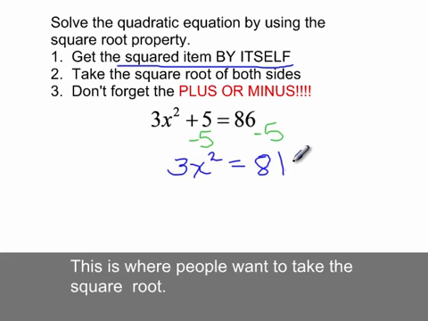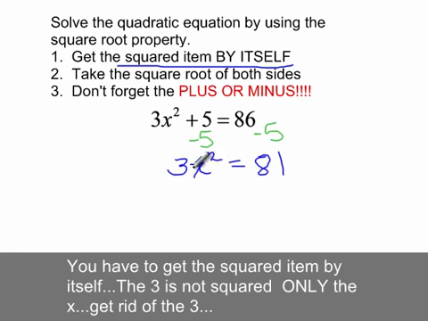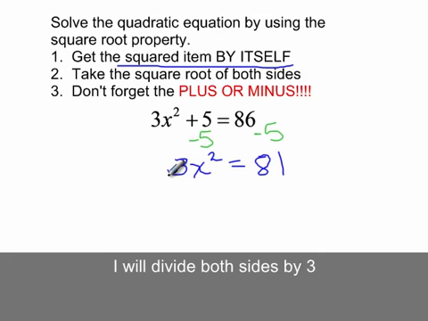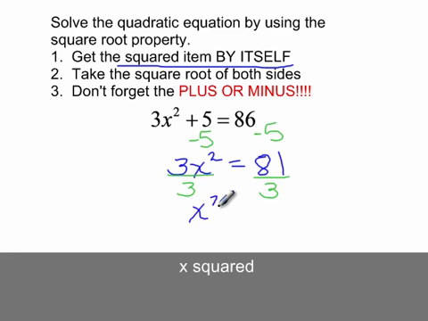This is where people want to take the square root. You have to get the squared item by itself. The 3 is not squared, only the x. Get rid of the 3. I will divide both sides by 3. X squared is equal to 81 divided by 3, 27. I'm almost done.